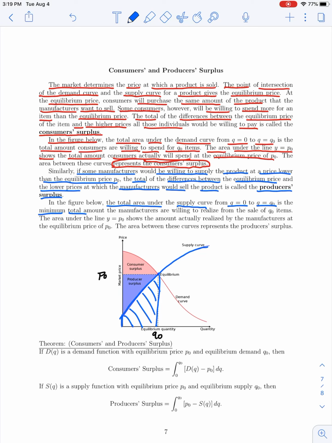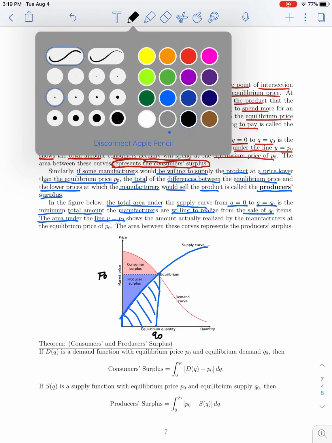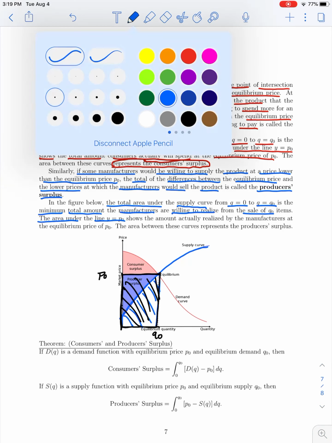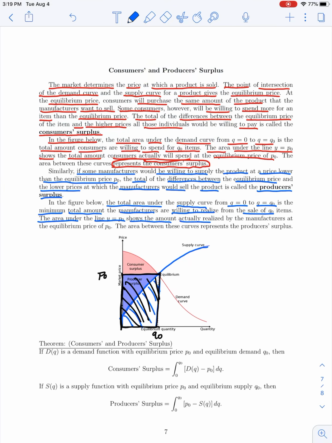This would be the minimum total amount the manufacturers are willing to realize from the sale of Q naught items. Now, if we consider the area under the line y equals P naught, so this constant value on the same interval from Q equals 0 to Q equals Q naught, that is this shaded region, that value shows the amount actually realized by the manufacturers at the equilibrium price of P naught.